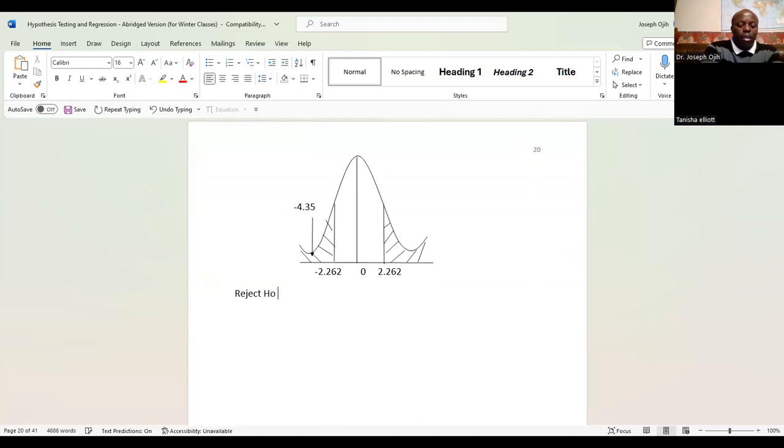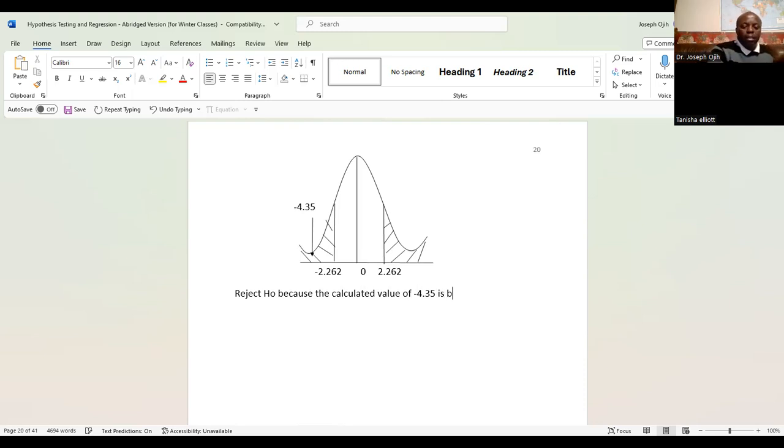H0 because the calculated value of negative 4.35, of which you know that we use the absolute value. Algebraically, it's not less than that if you use the negative, but that negative sign is just to tell you that it is on the left side. That's all.